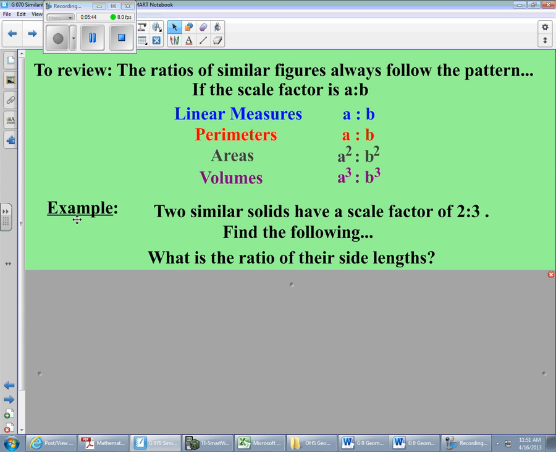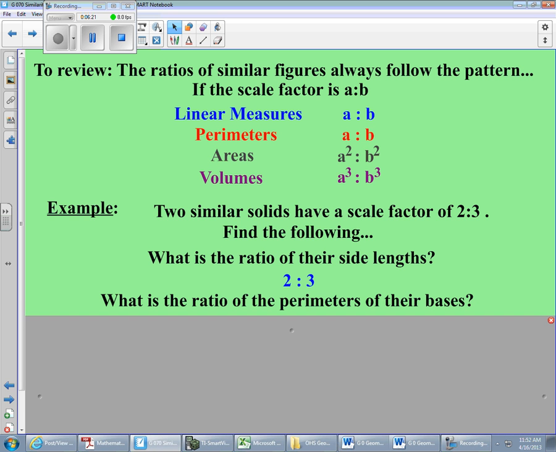Here was an example. Two similar solids have a scale factor of 2 to 3. Scale factor is a first dimensional measurement because it relates to side lengths. Okay, so if they say we got a scale factor of 2 to 3, what would that cause the ratio of the side lengths to be? Well, I already gave that one away because scale factor is a first dimensional measurement which is based upon another first dimensional measurement, side lengths. So if the scale factor is 2 to 3, what's the ratio of the side lengths? Also 2 to 3 because they're both first dimension.